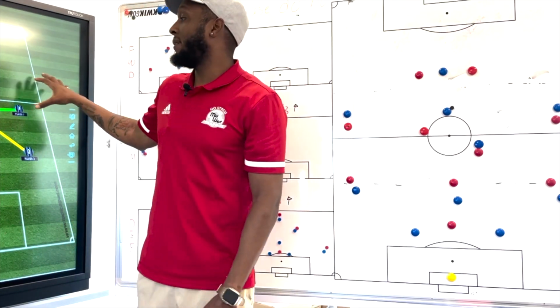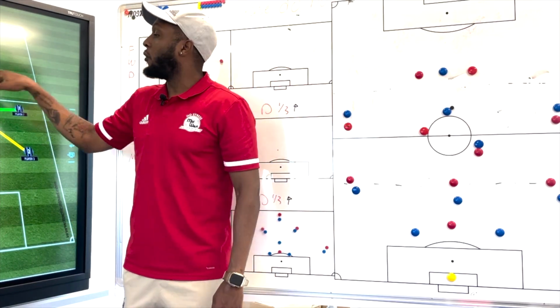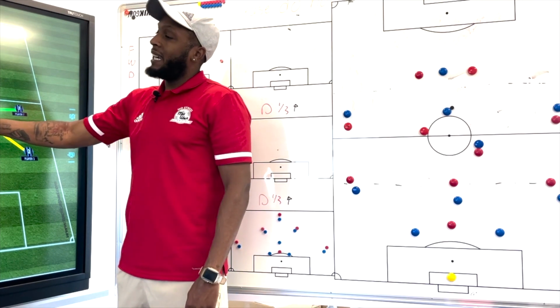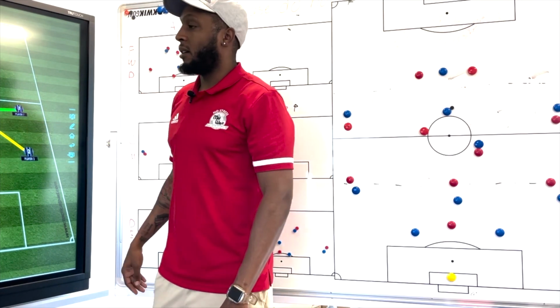So we have our primary connecting players with our 3 forwards, our 2 center mids, and then we just have our secondary as our back forward line.